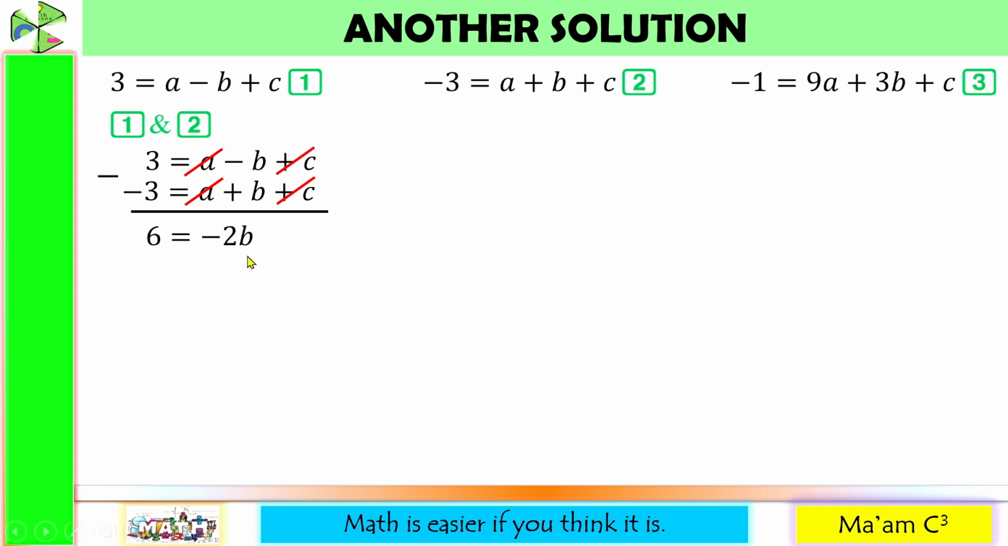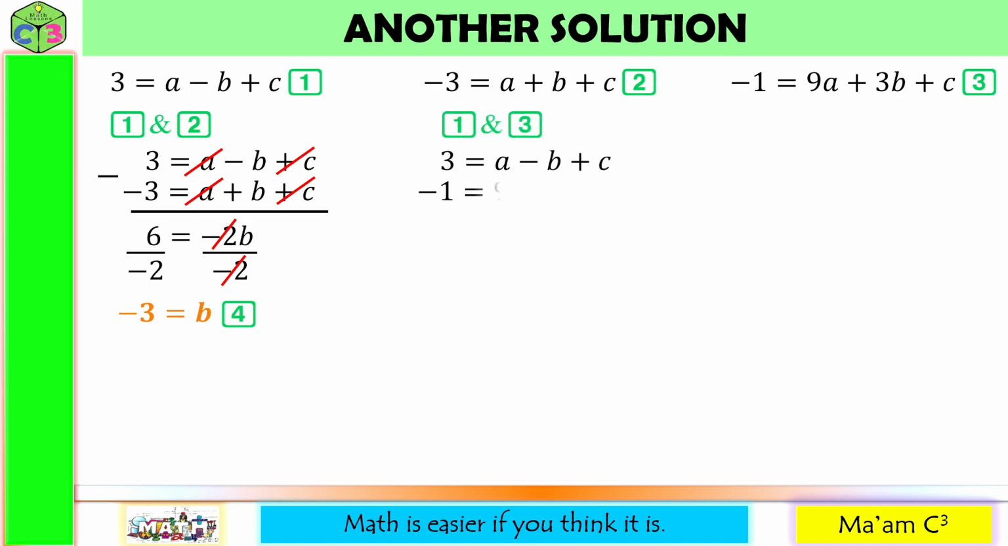So I can solve b here by dividing both sides by -2. So -2 and -2 will cancel out, and 6 divided by -2 is -3. So -3 is equal to b. This will be my equation 4. Let us choose again another two equations. Let me choose 1 and 3. Okay, since I have already eliminated b, I'm going to choose whether to eliminate a or c. Obviously, it is easier to eliminate c because their numerical coefficients are the same, which is 1. So I'm going to choose subtraction again.